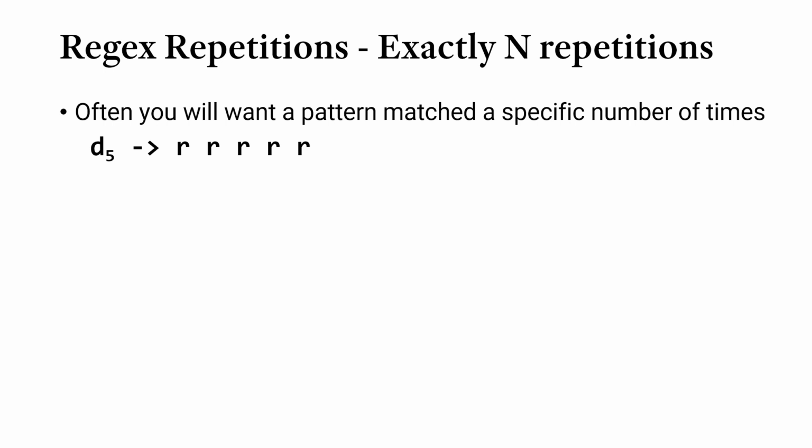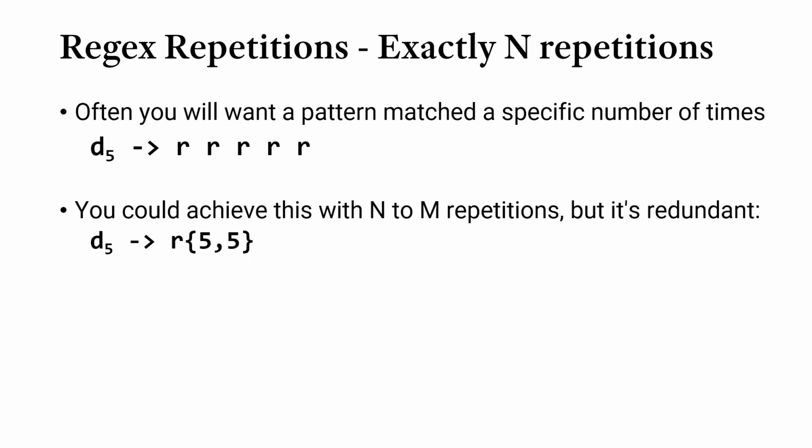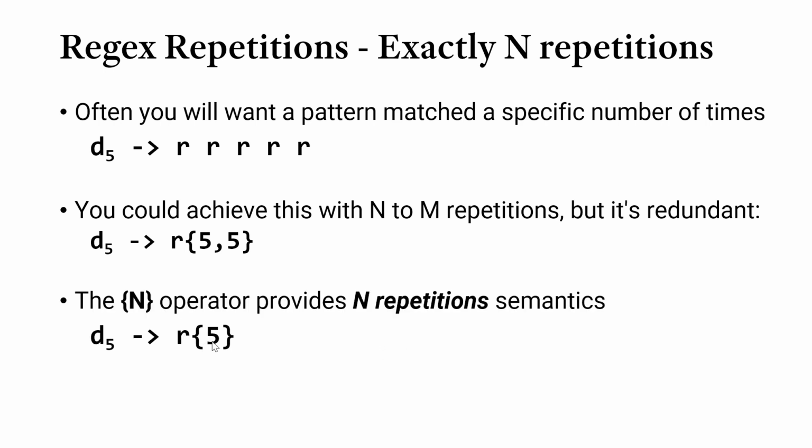So the last one I want to talk about is exactly N repetitions. Actually, there are 2 more after this. So exactly N repetitions would be, what if we wanted the range from 5 to 5, right? From N to M repetitions, where we want exactly 5 repetitions of some regular expression. Well, that's pretty redundant. So if we specify just a single number, we'll match exactly that number in a row, all right?